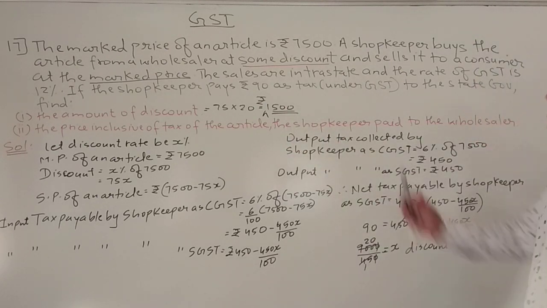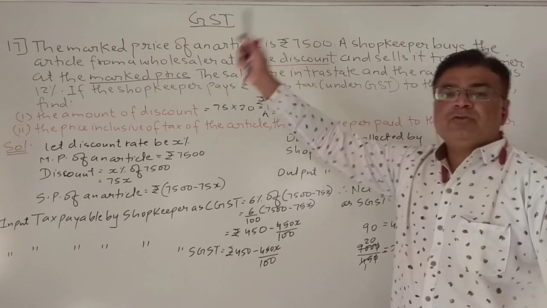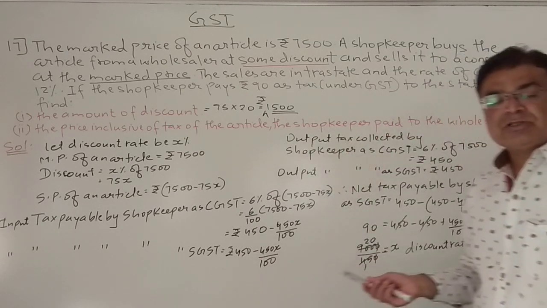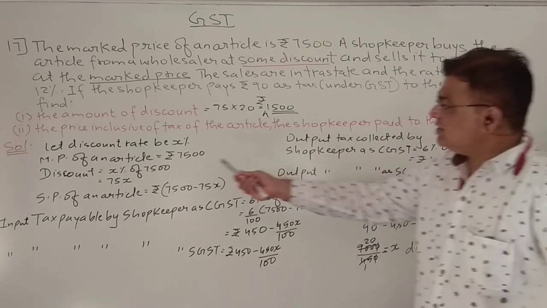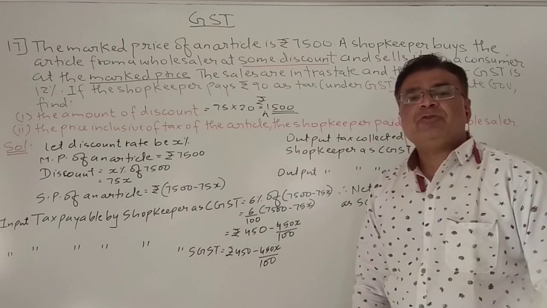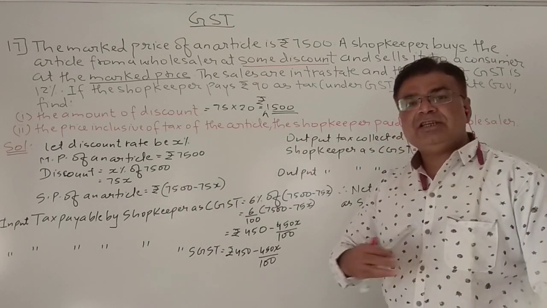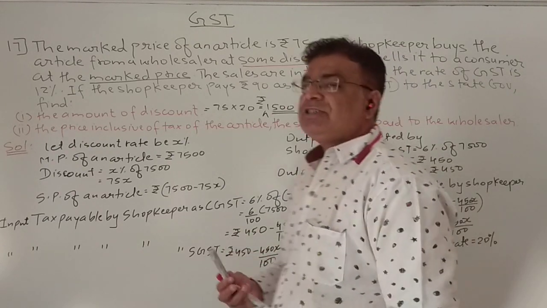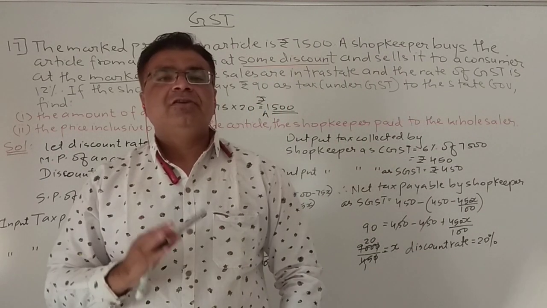So what is the discount given by the wholesaler to the shopkeeper? 20%. And this 20% means how much discount is given? So from 7500, 1500 discount is given. So actually the shopkeeper purchased the article at 6000 rupees.